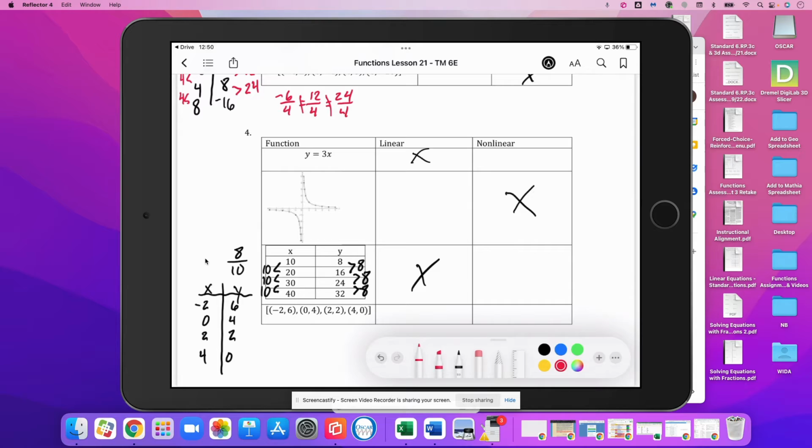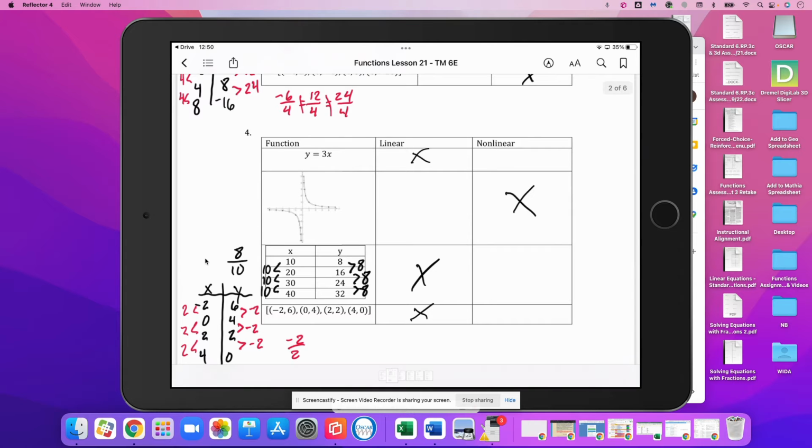So let's take a look at what we've got. On the right side, we are decreasing by 2, decreasing by 2, decreasing by 2. On the left side, we are increasing by 2, increasing by 2, increasing by 2. So our slope here is consistently negative 2 over 2, which is the same as negative 1, but it is constant. So that means that this is going to be linear. Okay?